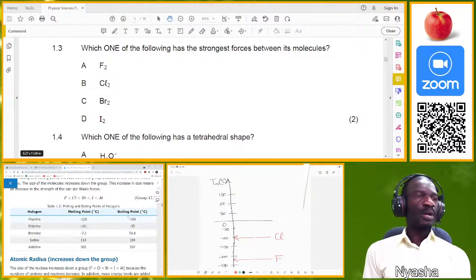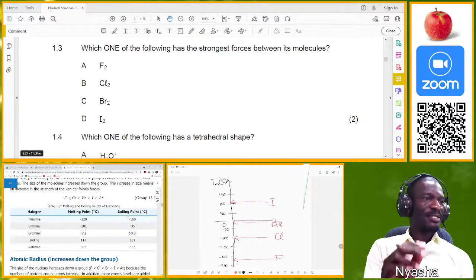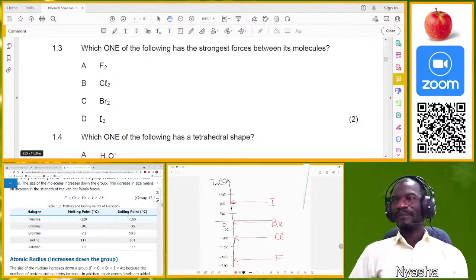Melting point: minus 100 for chlorine, and then minus 7.2 for bromine. So that would be somewhere here, that would be our Br. Iodine is 114, which would be somewhere there, and it's a positive value. That would be iodine. Then we've got 300 for astatine.